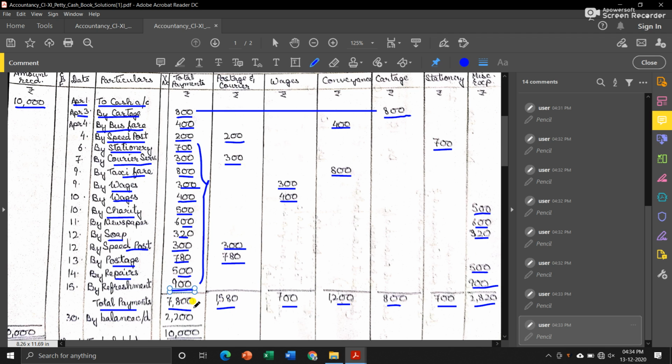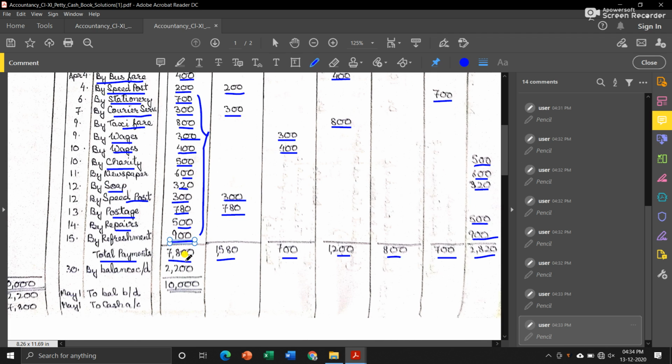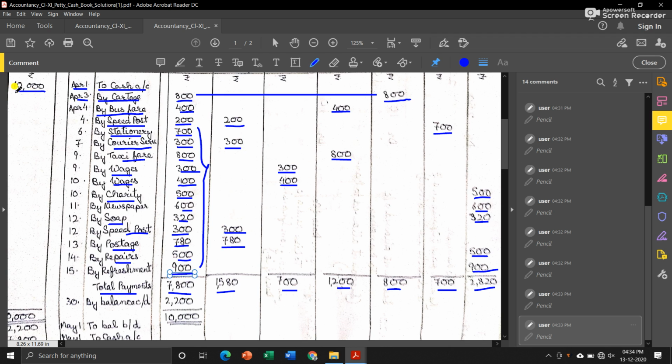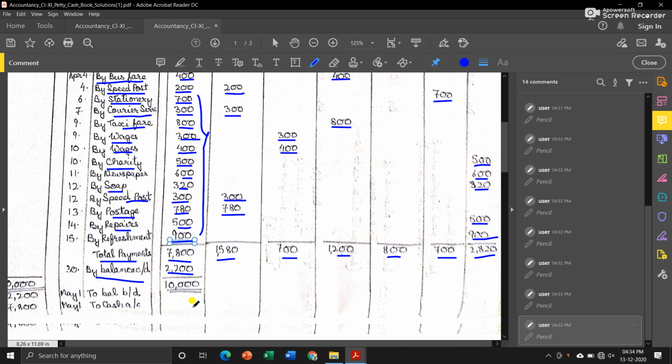Now you can check your calculation by adding these individual column totals also. If it comes to 7,800, that means your addition or your process of recording is correct. Now after finding the total of each column, what you have to do is deduct this 7,800 from 10,000 that we earlier received at the starting of the month. So if we deduct 7,800 from 10,000, we will get by balance carried down of rupees 2,200.